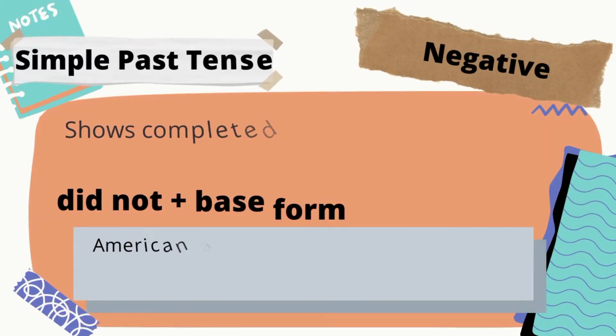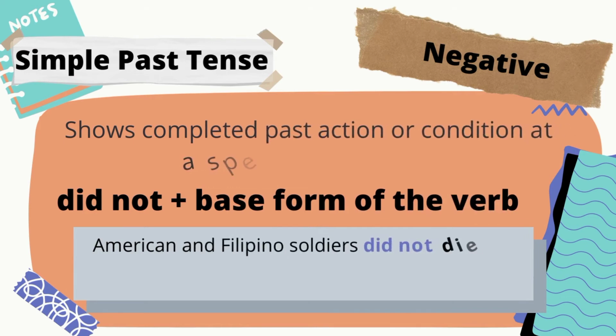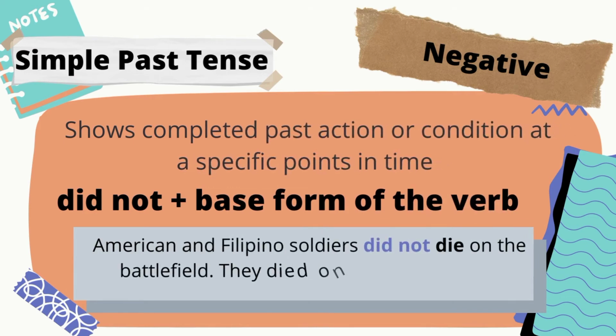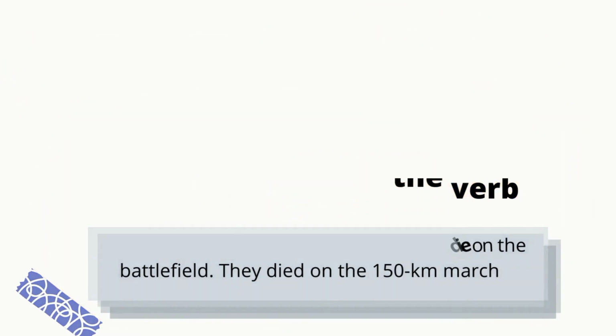Let's have more sample sentences. American and Filipino soldiers did not die on the battlefield. They died on the 150 kilometers march. The verb in the first sentence is did not die. This is the simple past negative form of the verb.